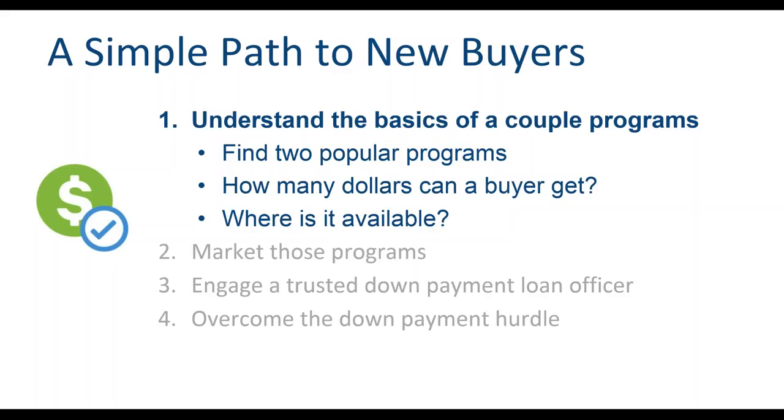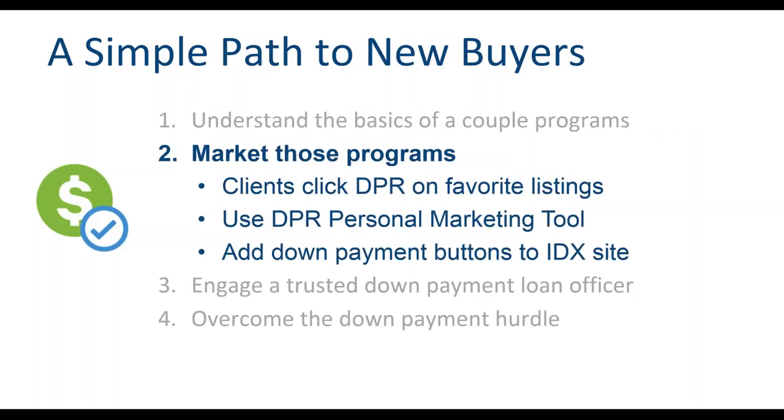But understand the basics of a couple of popular programs, where they're available and the dollars involved, so you can put some catchy talking points out there to a buyer. Hey, I know about a $15,000 down payment program. Oh, really? Cool. What's that all about? Anyway, once you've got the basics down, and that's easy, you can do that from Down Payment Resource. But once you've got the basics down, market those programs.